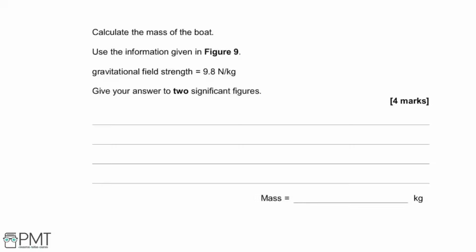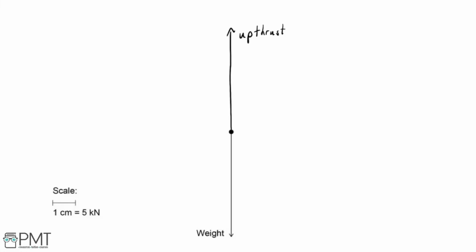Next, we're asked to calculate the mass of the boat. We should use the information given in figure 9, and we should know that gravitational field strength is 9.8 newtons per kilogram. Give your answer to two significant figures. Looking back at figure 9, we're actually given a scale for the diagram down here. And that's what's going to be important for this question.